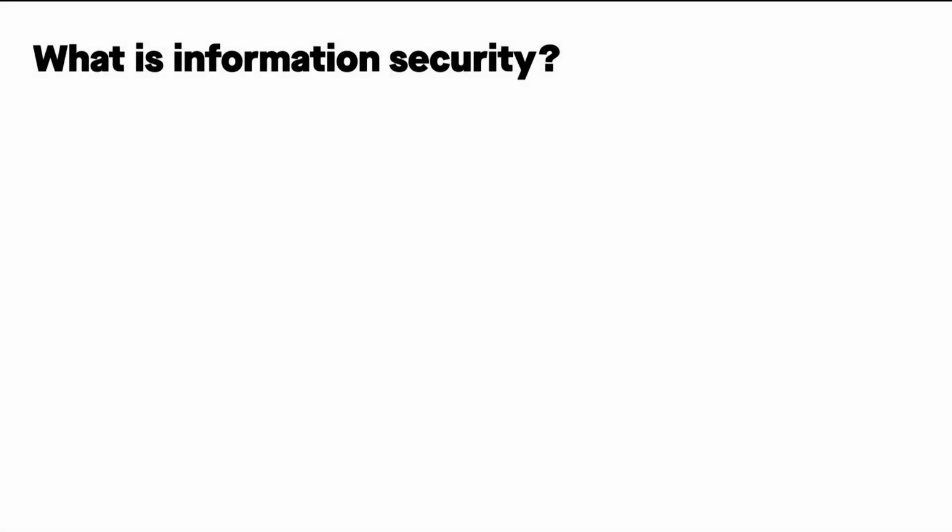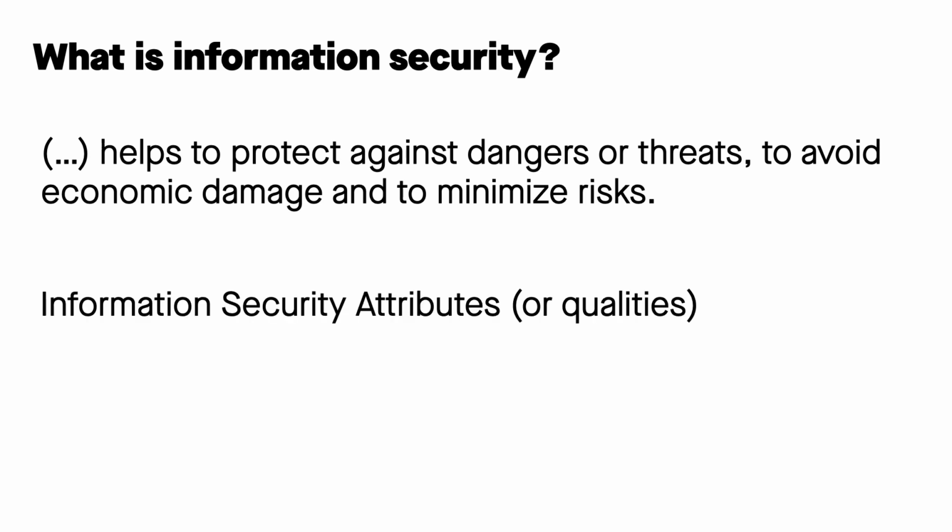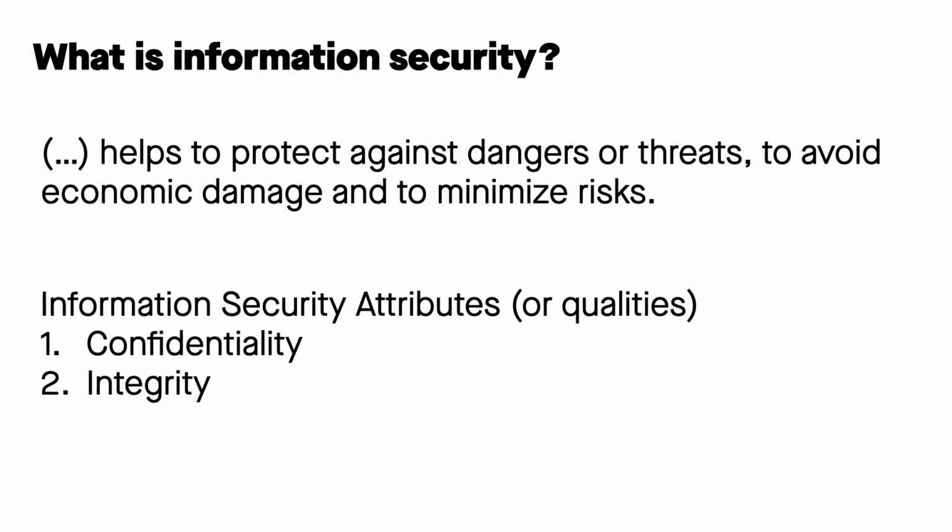What is information security? According to Wikipedia, information security serves to protect against dangers or threats, to avoid economic damage, and to minimize risks. There are 3 protection goals in information security. 1. Confidentiality. 2. Integrity. 3. Availability.